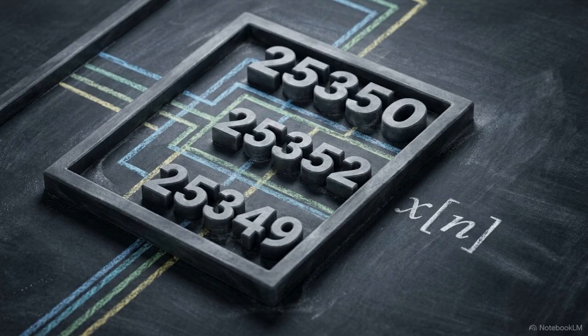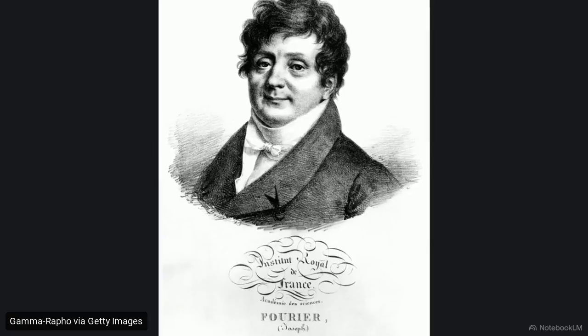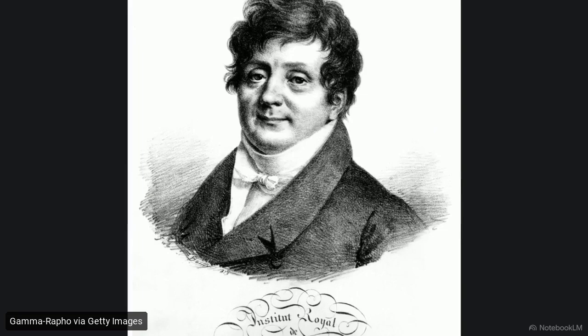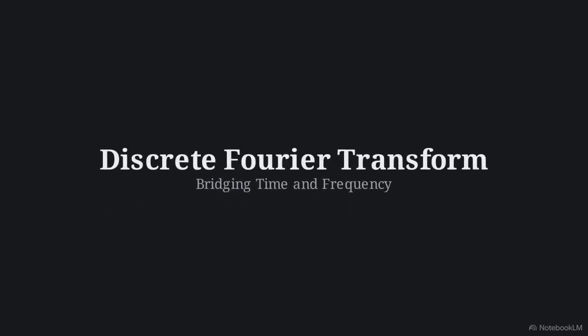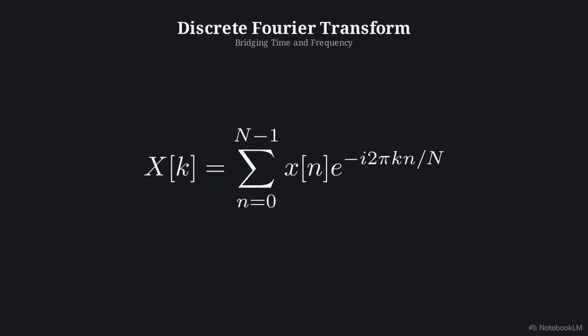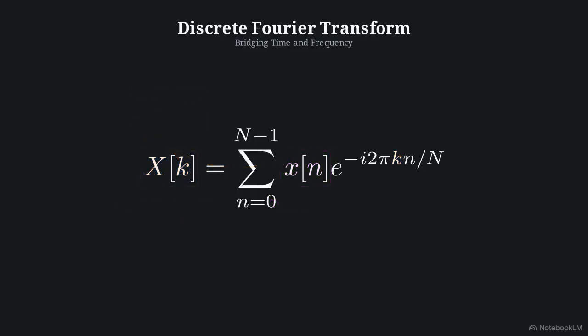This time domain array, x of n, securely stores raw data. However, it is functionally useless for revealing the overlapping cyclical patterns driving that data. Joseph Fourier recognized that any complex sequence of data can be broken down and viewed as a combination of independent, overlapping cycles. To extract those cycles from our array, we use the discrete Fourier transform. This equation is a bridge. It translates our original time domain signal, lowercase x of n, into a frequency spectrum, represented by the capital X of k. The k represents the frequency bin, acting as the index for our frequency domain output.